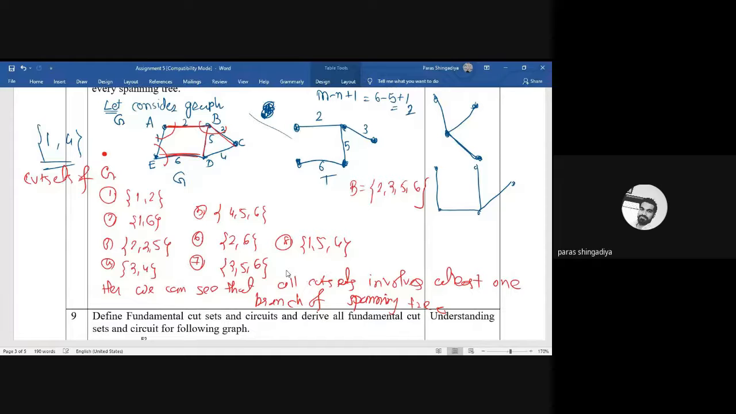Okay. And in place of that, you can draw another graph. दूसरा graph भी आप ले सकते हो, ठीक है? And then after consider its spanning tree, उसके एक spanning tree बना लो. And then after consider the branch edge, okay? And then after find all its cut set. Then after verify that it contain at least one branch or not. Is it clear? Okay.